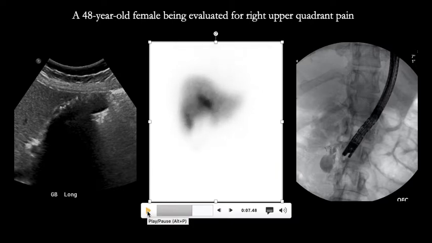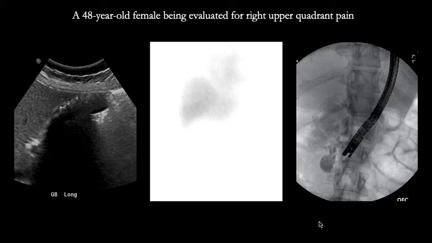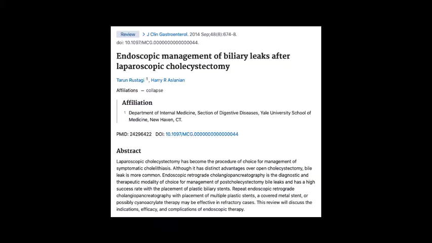And so this patient underwent an endoscopic procedure, and we have an image from that procedure on the right where an ERCP was performed and a plastic stent was placed in the CBD. Here's the proximal end of the stent in the left-sided bile duct, and then it courses through the CBD, and we see the distal pigtail in the second portion of the duodenum. So this patient had bile leak that was treated with ERCP. Here is a good reference article on endoscopic management of biliary leaks after laparoscopic cholecystectomy.